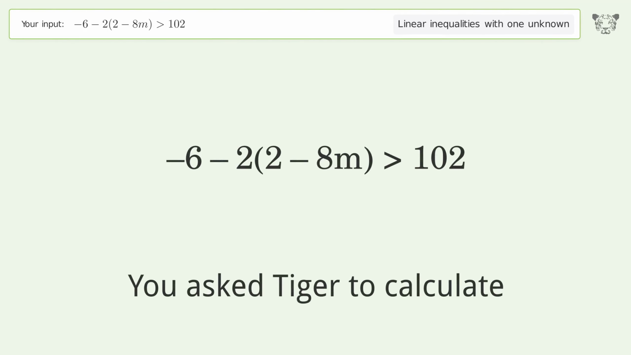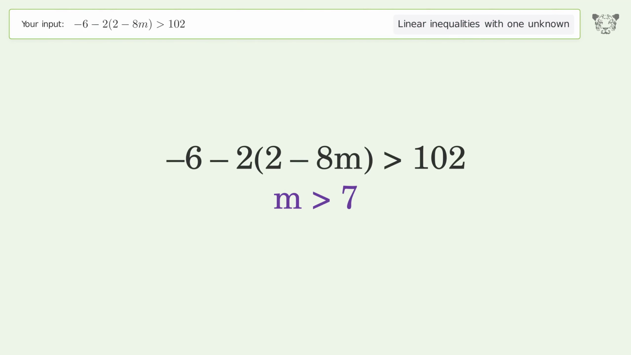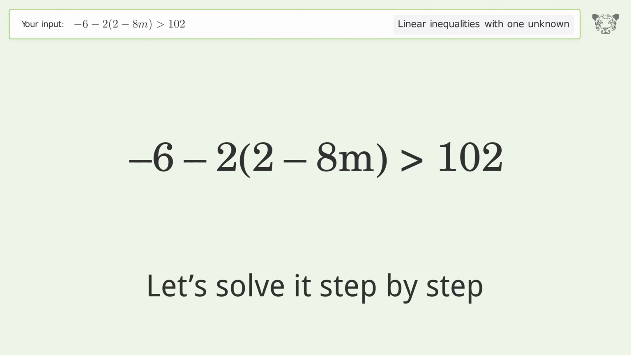You ask Tiger to calculate. This deals with linear inequalities with one unknown. The final result is m greater than 7. Let's solve it step by step.